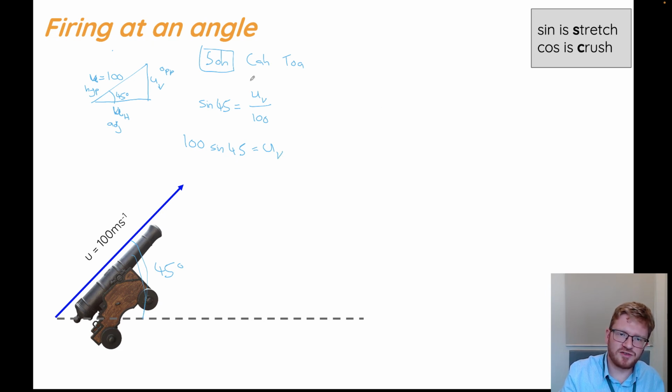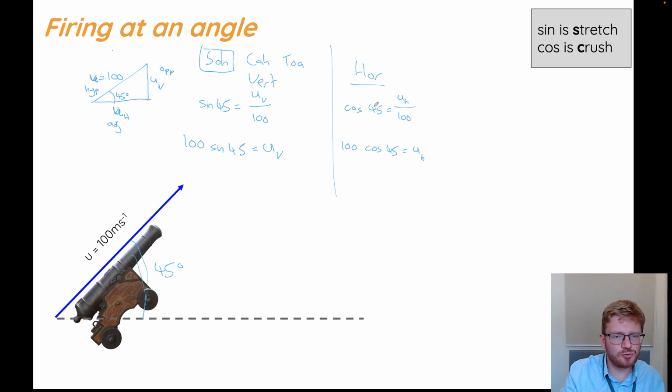That's for the vertical, so let's split this up. For the horizontal, well, for that I want the adjacent and the hypotenuse, so I can say that cosine of 45 is equal to the adjacent, which is UH, over 100. So that becomes 100 cos 45 is equal to UH.